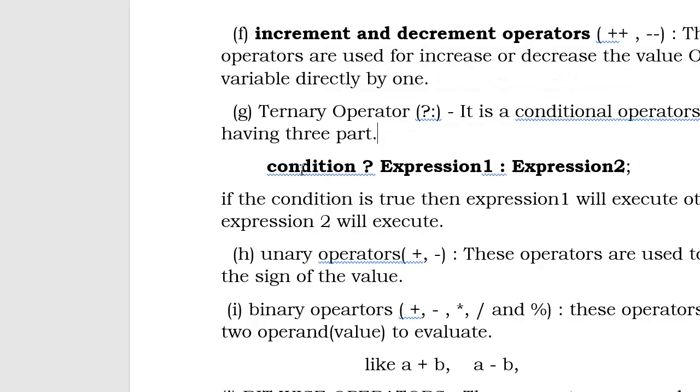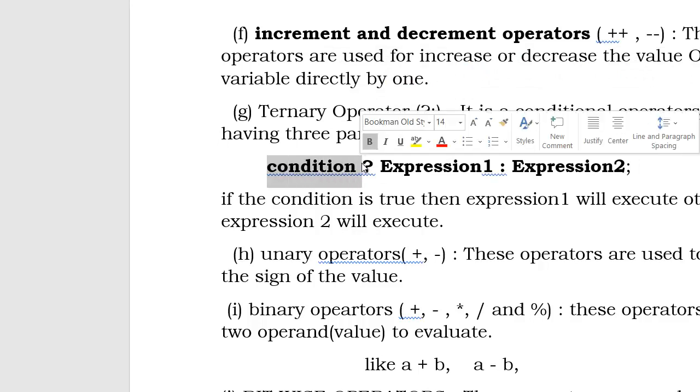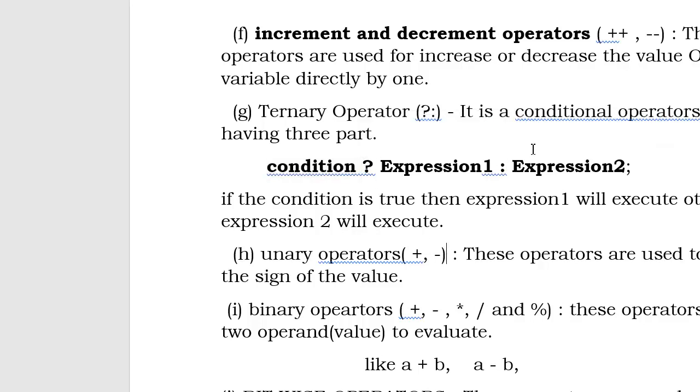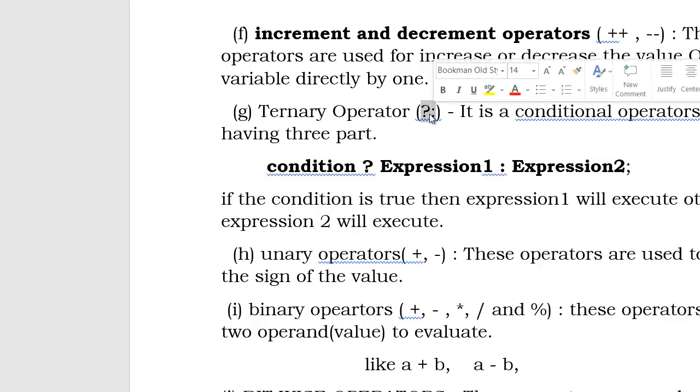Okay, this operator has three parts. One is condition, then question mark, then expression 1, then expression 2. See, this operator is also represented as a question mark and colon sign. This is called the ternary operator and also the conditional operator. How does this operator work?